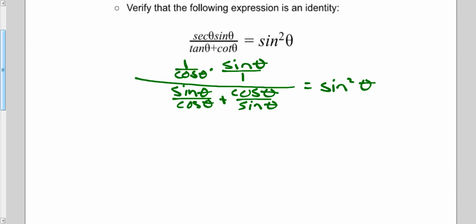Should I leave it as sine theta over cosine theta, though? Let's leave it as sine theta over cosine theta. And I say that because I'm suspecting, because I want to change this into sine squared theta eventually, that I'm going to want it to be in this form. So you can change it to tangent now if you want to, but we may just have to change it back in the future. Is everybody clear on that? All right, so this is the numerator, right?